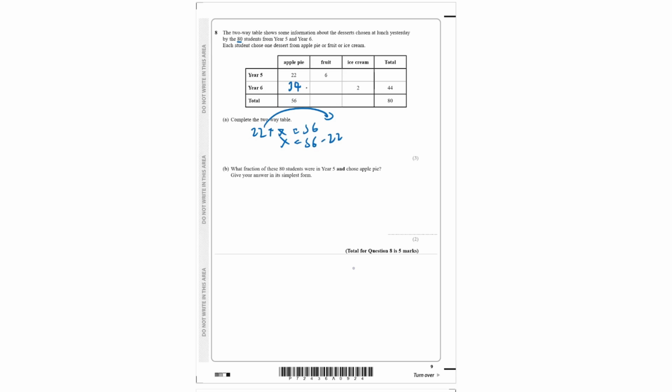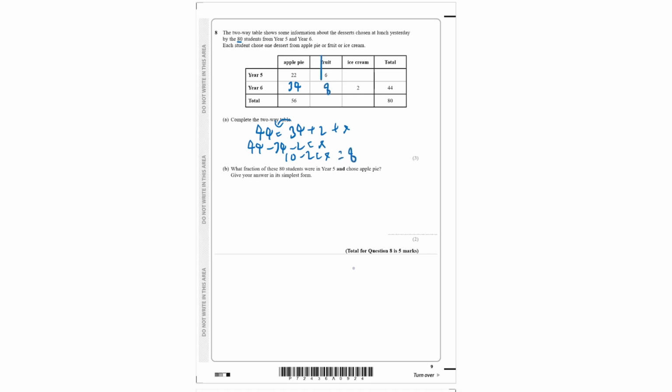Now, as I said before, we know that this whole column combined equals 44. So that also means that 44 is equal to 34 plus 2 plus an unknown. We can bring these to the other side. So we have 44 minus 34 minus 2 is equal to x. 44 minus 34 is 10. We bring down the minus 2 is equal to x. And x is just equal to 8.